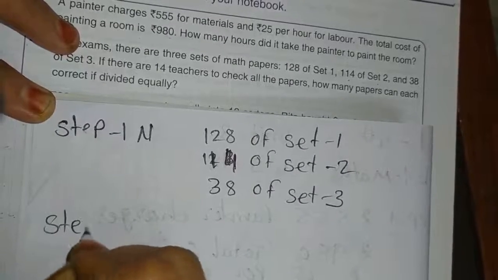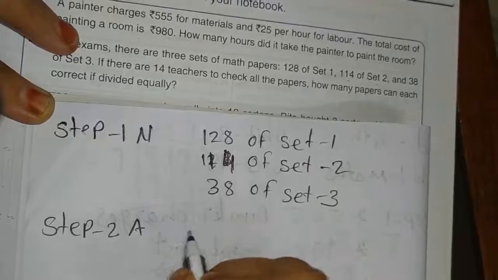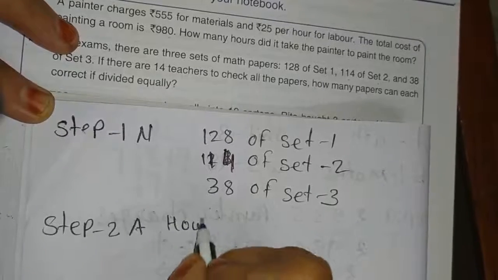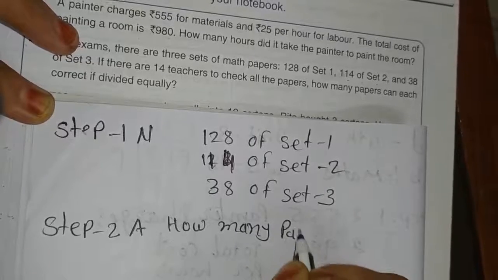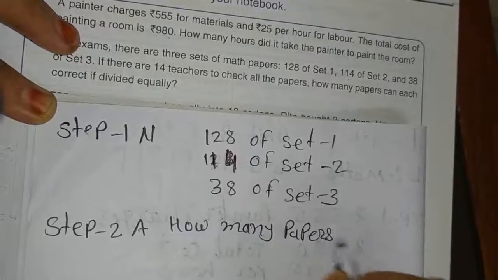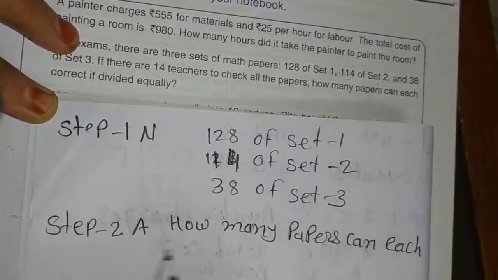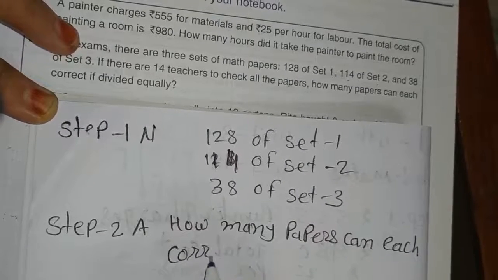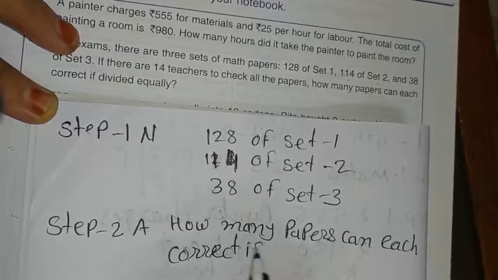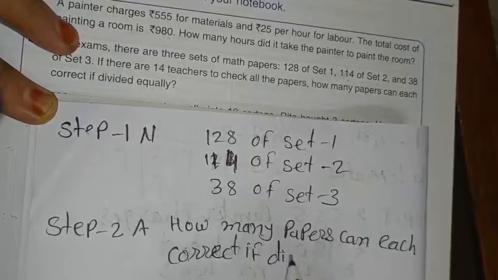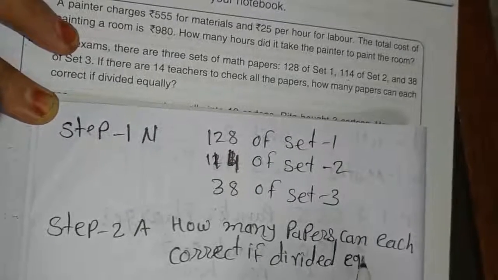Step number 2, ask. What are they asking in the question? They are asking how many papers can each correct if divided equally.